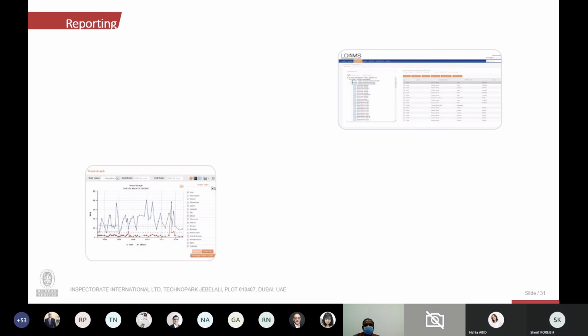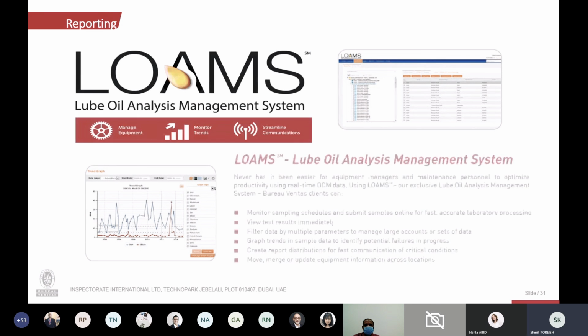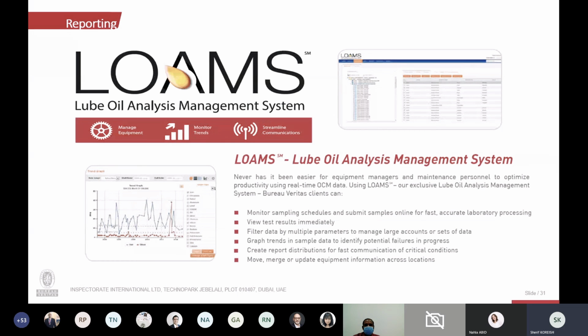Reporting is a very important part of the oil condition monitoring program. We are using LOMS, which can be accessed from your iPhone, smartphones, iPads, the desktop, from wherever. This is basically a portal where we upload the results, and you can monitor the sample schedule and the submitted samples as it is going on.